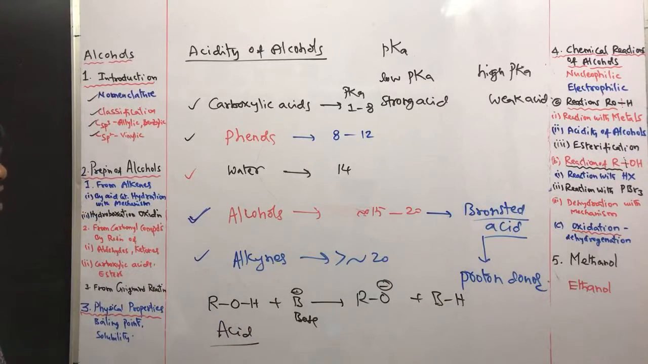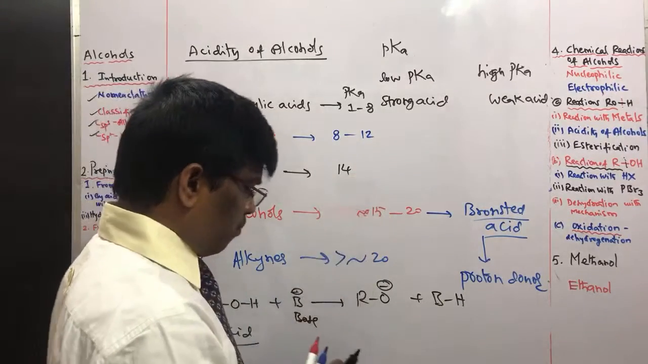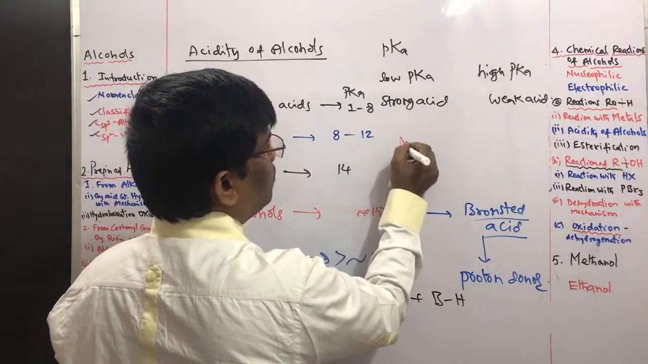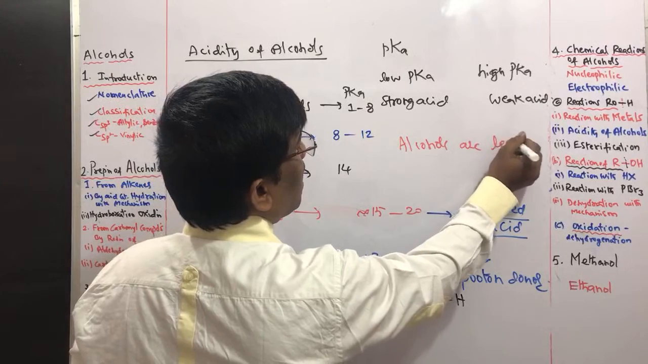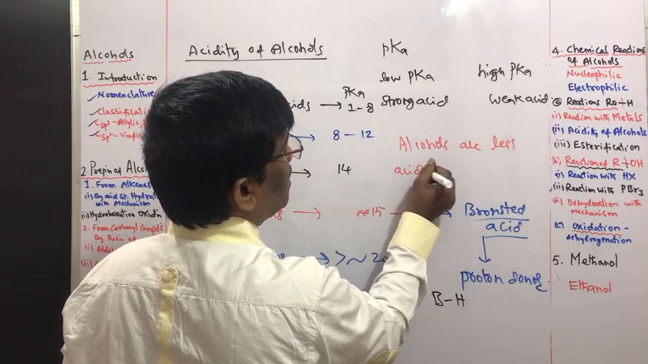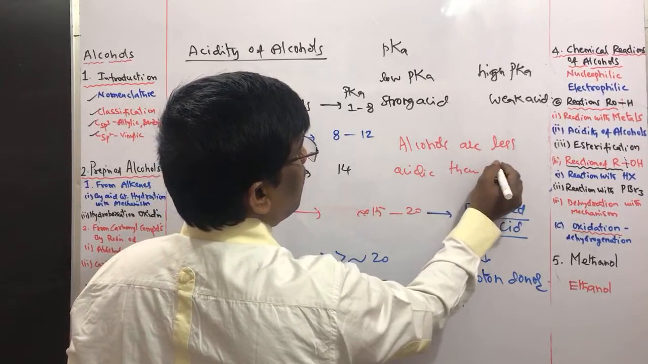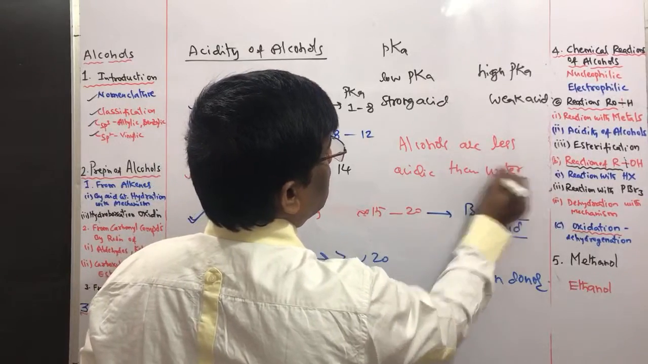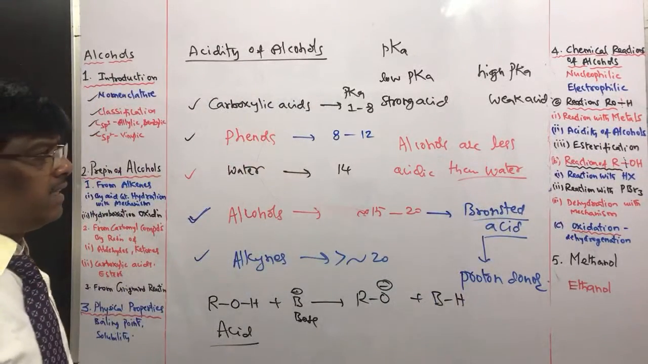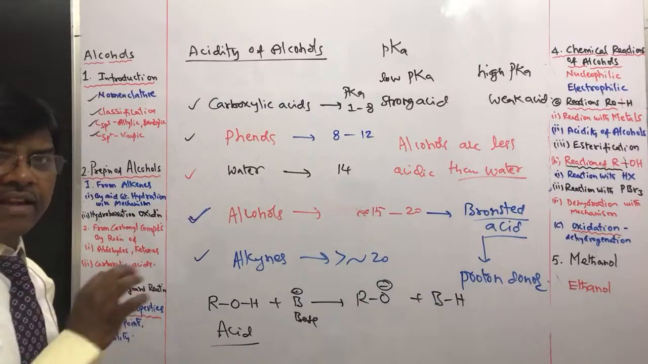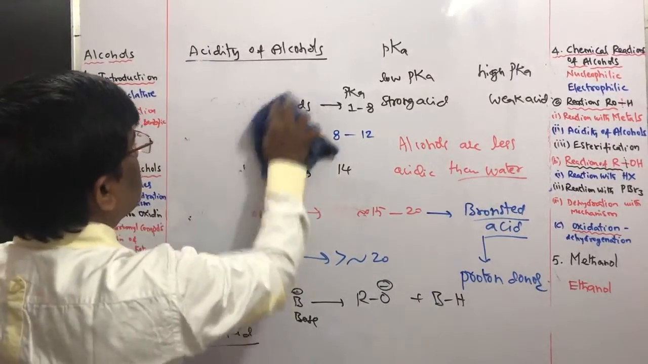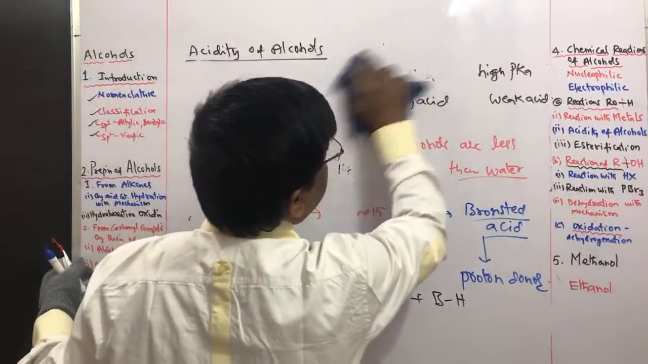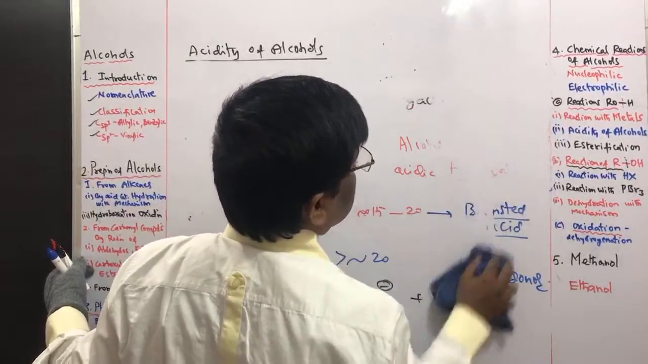However, this is a very important concept, students: alcohols are less acidic than water. Then what is the influencing factor? What determines the acidic strength? Are all alcohols the same in acidity?